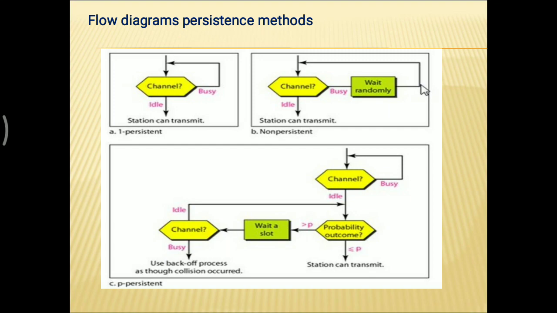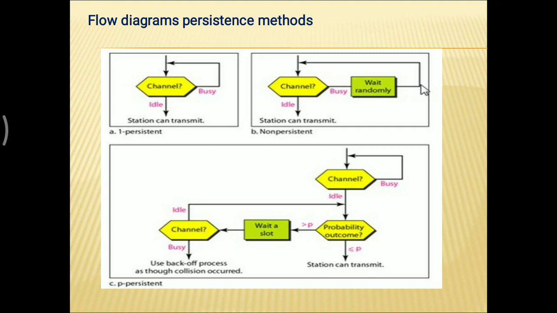Coming to the second method, the non-persistent method. In this method, the station first senses, and if it finds the medium is not idle, it waits for a certain period of time and tries again. If it is still busy, it waits for another random amount of time. After the random amount of time, if the medium is idle, it sends whatever information it has. Otherwise, it is simply skipped from the transmission medium.